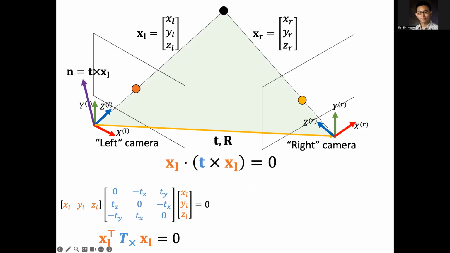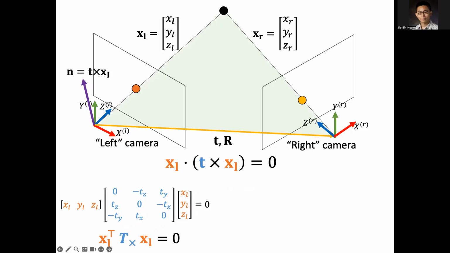I can write this more compactly. This XL is just XL, YL, ZL, three elements, transposed to become a row vector, multiplied by this 3 by 3 matrix, and the result must be 0. This relationship describes that the translation vector and XL lie on a plane. That's just the relationship here. But here it only has the relationship within the one camera, and I don't want that. I want to relate the two cameras.